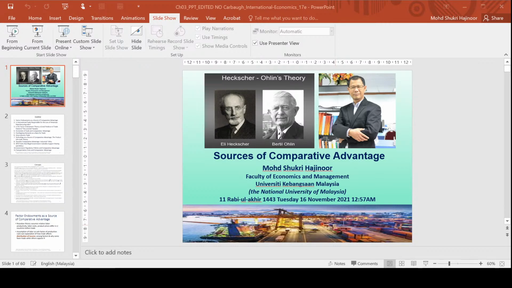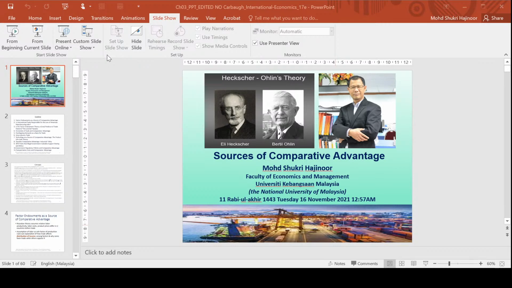This is actually what is called factor endowment. What is a factor here? Capital and labor. The United States has more capital, China has more labor. So specialization will be based on that, based on factor endowment.